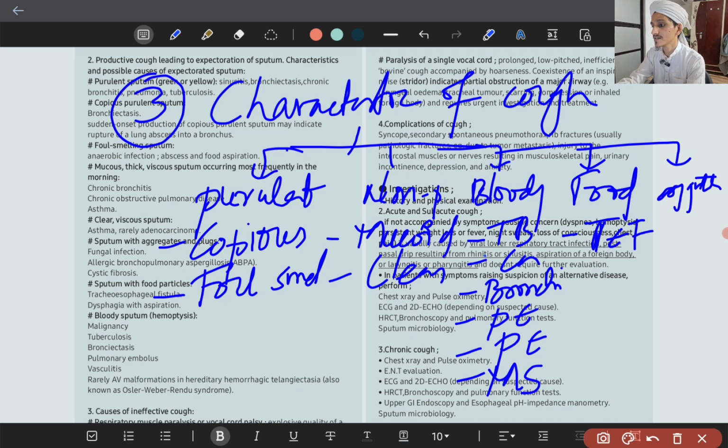And if it has blackish aggregates or plaques, then it is mostly some fungal ball in the lung parenchyma, like allergic bronchopulmonary aspergillosis, which is mainly found in asthmatic patients. So these are the causes. This we have discussed before. Okay, now we will move further.